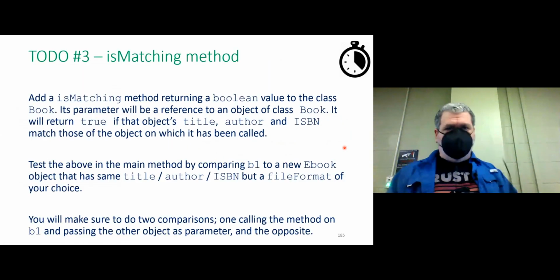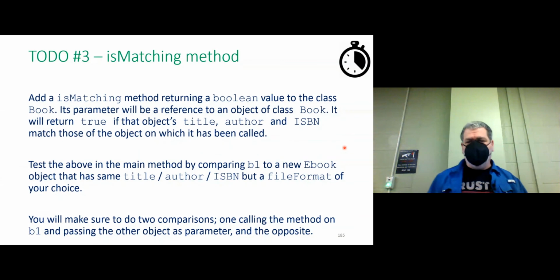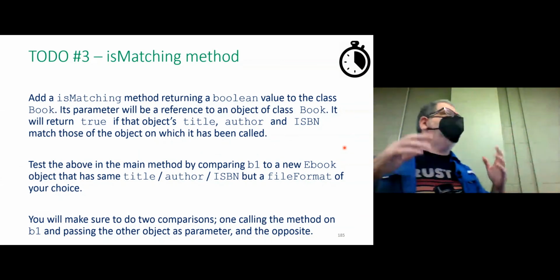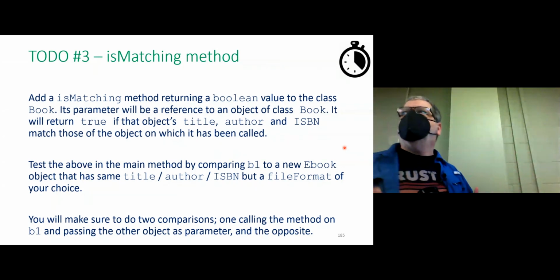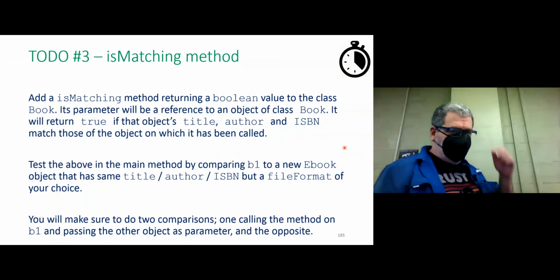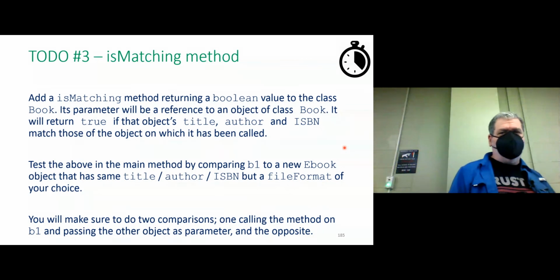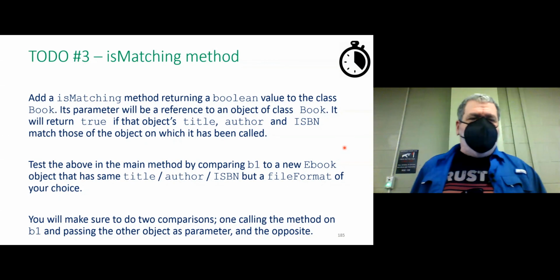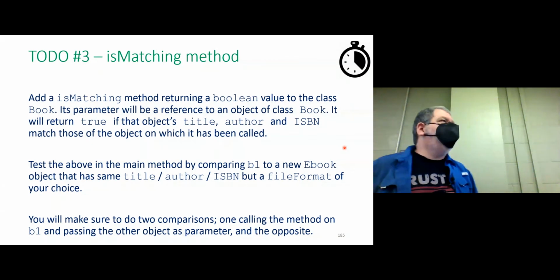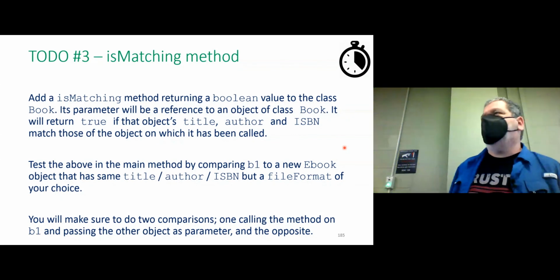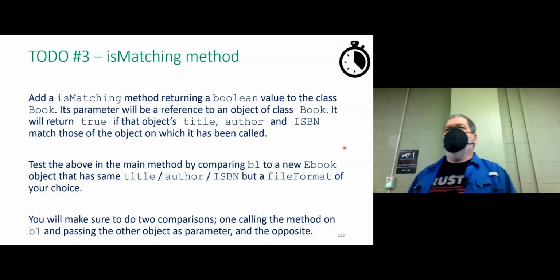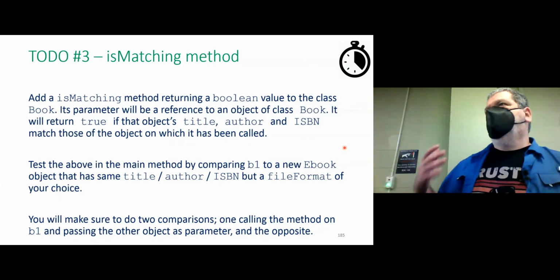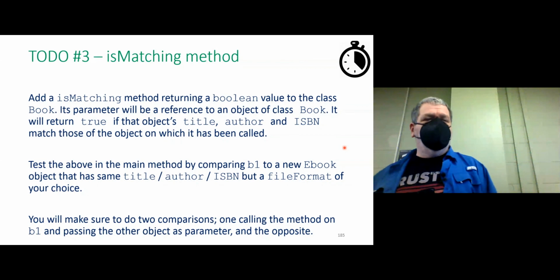All right. So let's get started on to-do number 3. And I would like you to take it home and finish it up, okay? Try to finish it up, or at least advance it between now and next time. So to-do number 3 is an important one. We are going to add an isMatching method. So we want to be able to write, for example, b2.isMatching(b3).